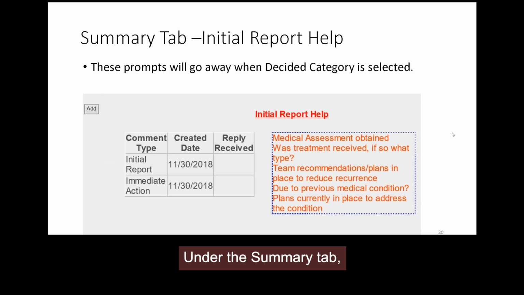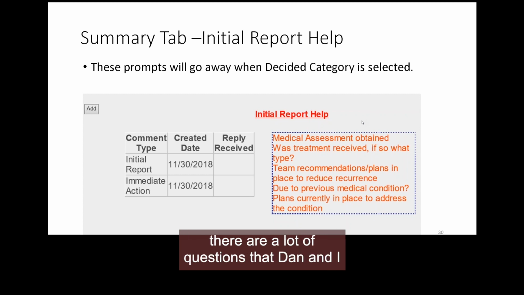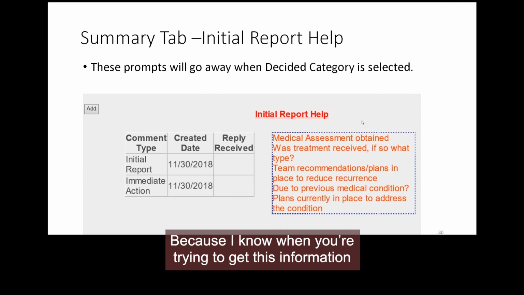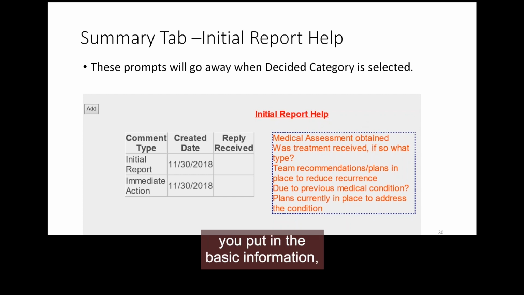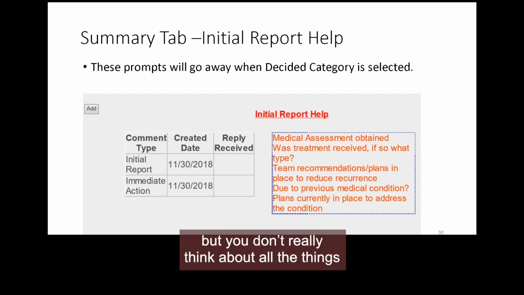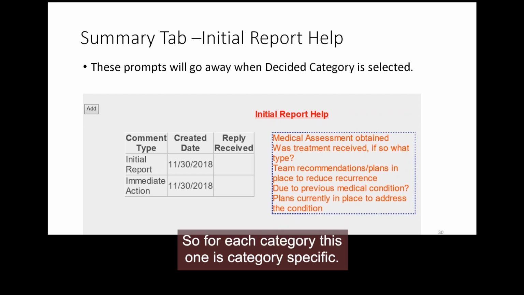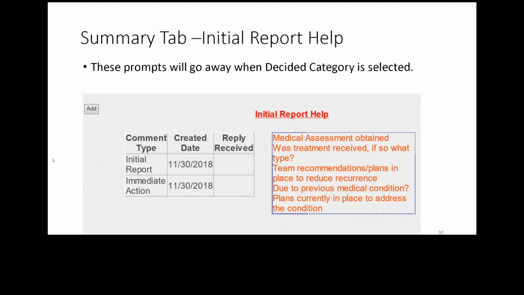Under the Summary tab, this is one of my favorite places. When you put in your initial report and your immediate actions, when you are first putting in your MUI, there are a lot of questions that Dan and I ask over and over and over again. So we thought we'd give you a little help by putting some prompts on the page, because I know when you're trying to get this information in before you get timed out or you have somewhere else you have to go, you put in the basic information, but you don't really think about all the things that we need to know right away. So this one is category specific. For each category, there is a list of questions.